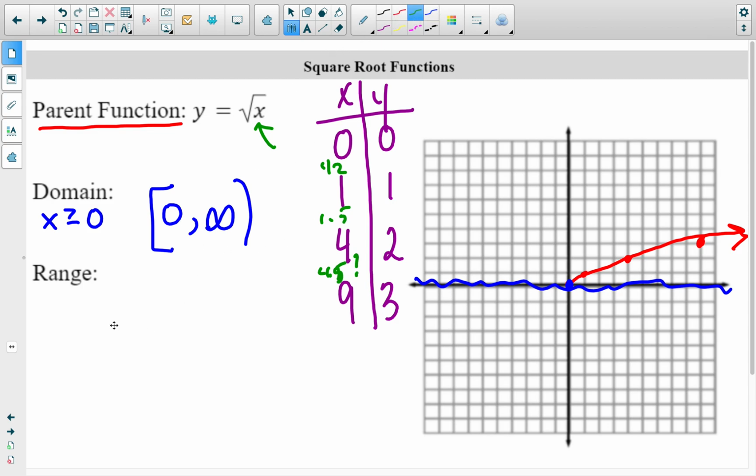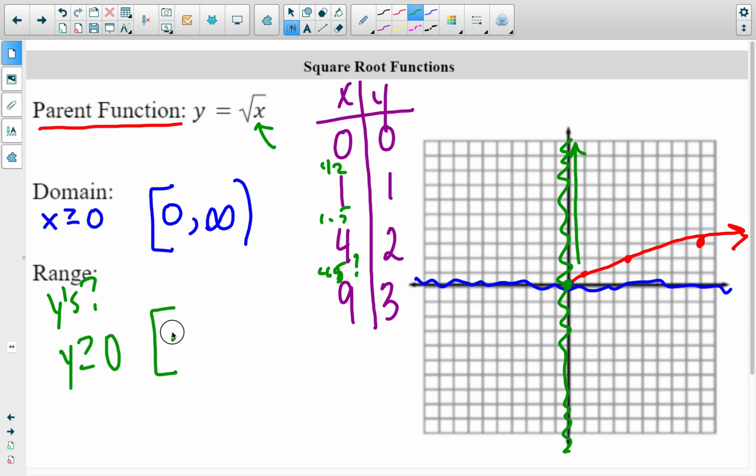For our range, it's asking about our y's. What are our possible real values for y's? Looking at this graph is the easiest way to tell what range is. What are our potential y values as we're looking along our y-axis? We see a 0, and then as this graph continues up, we're going in the positive y direction. So again, we want anything greater than or equal to 0 for those y's. In interval notation, it would be 0, infinity.